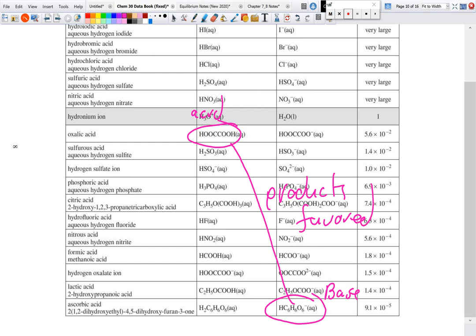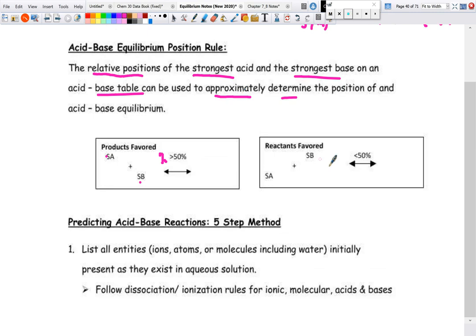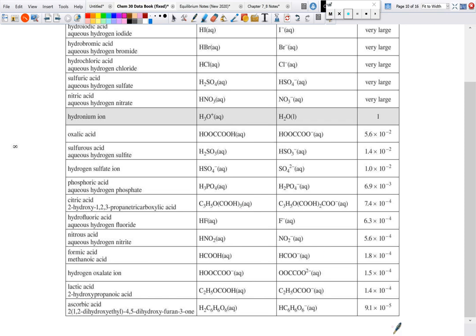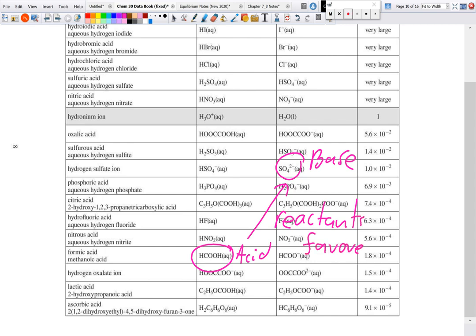That's if 2 of those were reacting. Now, if it was the other way around, so if our strong acid is below our strong base, of the 2 things that are reacting, the reactants are favored, or the percent is going to be less than 50%. So what that means, if our base is above our acid, now this combination, reactants are favored.